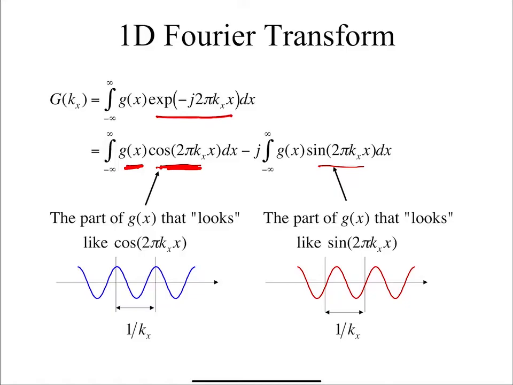It's saying, okay, you have this signal, or you have this image. For every value of kx, or kx and ky, tell me how much of the signal is in that frequency band.